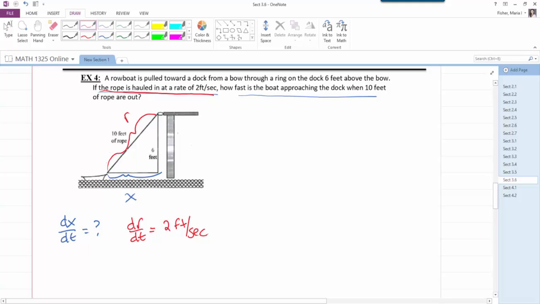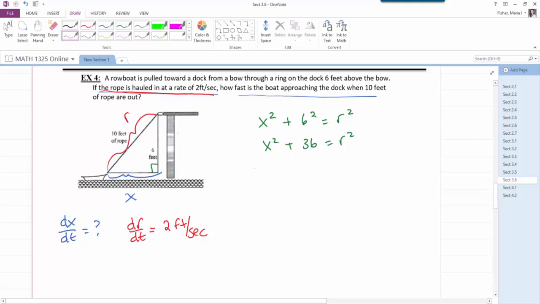So now what we need to do is write an equation that's going to relate the variables. Well, if we look, this is a right triangle. Now, this 6 feet will never change because the dock is always going to be 6 feet above the water. But we need an equation that's going to relate all my variables. Well, this is just the Pythagorean theorem, and we know that x squared plus 6 squared is going to equal r squared. So x squared plus 36 is equal to r squared. And now if we take the derivative, we're going to have enough information to solve for this. So let's see what happens.